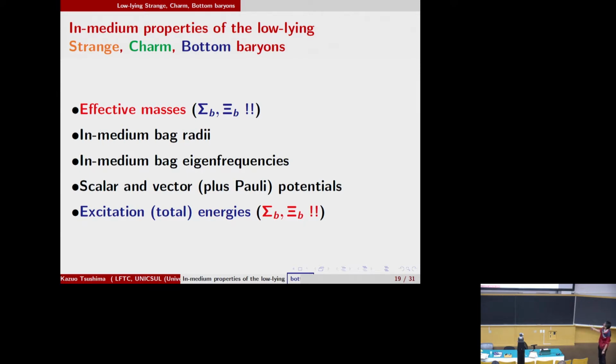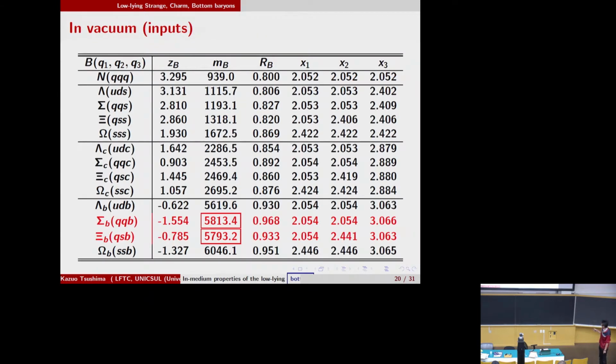Then go to the interesting cases: the strange sector, charm sector, and bottom sector, and the vacuum input. Here I don't mention the strange and charm. For strange, we also calculated hypernuclear properties, but I won't discuss that. Sigma B, as I mentioned, has a mass given by the particle data and also a recent experiment. And the cascade of B, with a light quark, strange and bottom, is lighter.